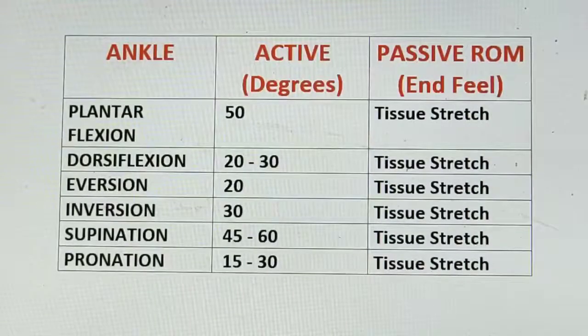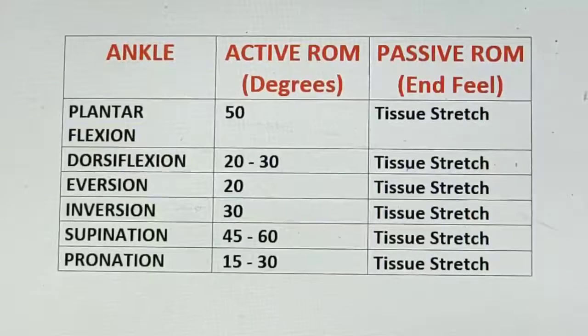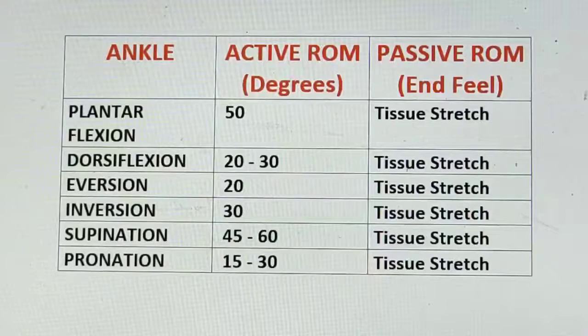First is the plantar flexion. The active range of motion in degrees, normative value is 50 degrees, and the passive range of motion end feel is tissue stretch. Now for dorsiflexion of the ankle joint, the active range of motion in degrees, normative value is 20 degrees to 30 degrees, and the passive range of motion end feel is tissue stretch. Now for the eversion of the ankle joint, the active range of motion in degrees is 20 degrees, and the passive range of motion end feel is tissue stretch.